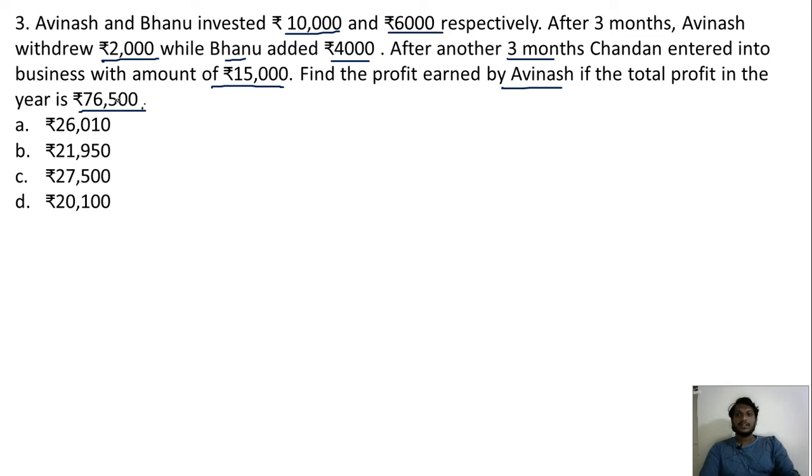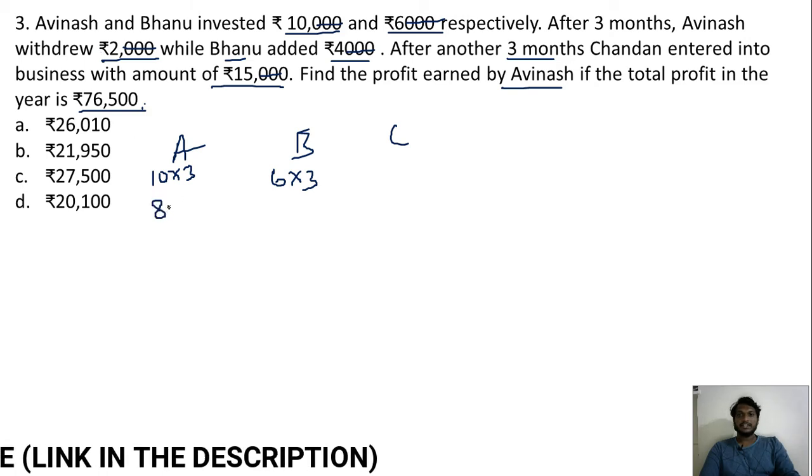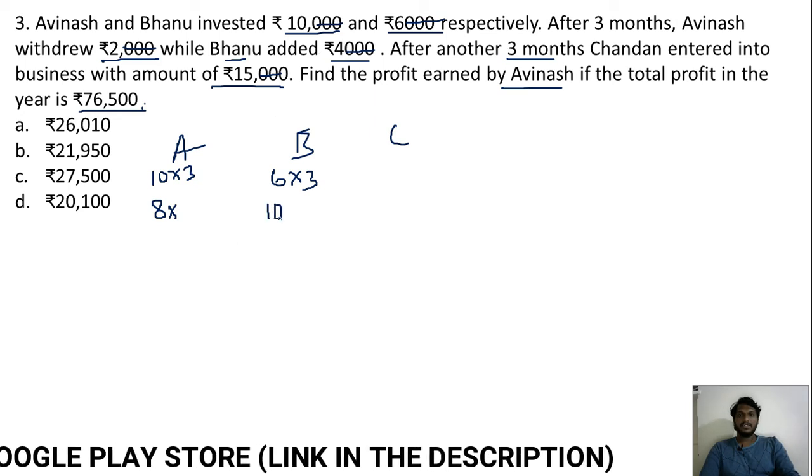Here the profit is shared according to their investment. So let us find the total investment made by them. Here we can see that in this investment 3 zeros are common, so eliminate these 3 zeros for our simplicity. Now Avinash, Banu and Chandan. Avinash invested 10 units for 3 months and Banu invested 6 units for 3 months, and after 3 months Avinash withdrew 2 units, that means he invests 8 units, and Banu added 4 units, that is he will be investing 10 units.